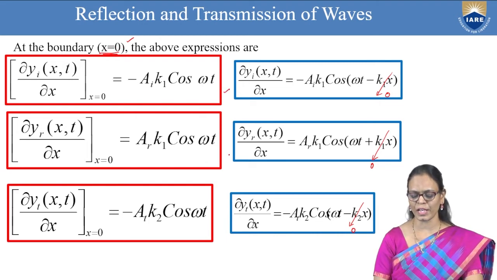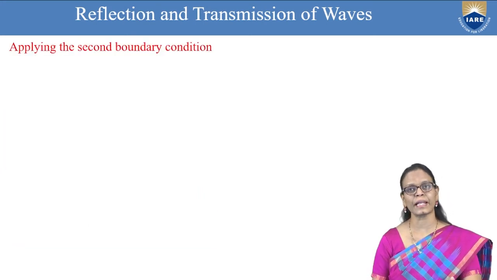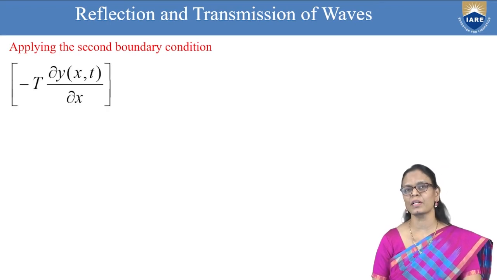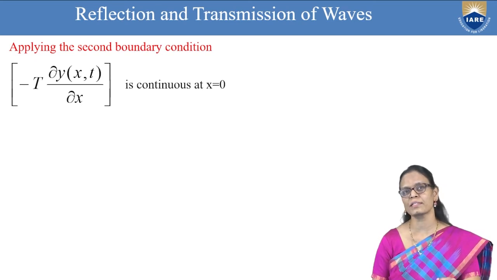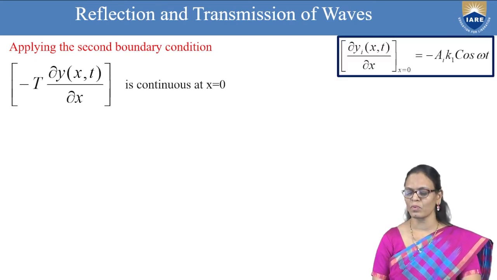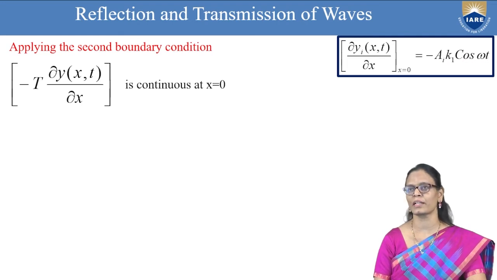So now we will take forward these three equations and we will apply the second boundary condition. What is the second boundary condition? Minus T ∂y/∂x is continuous at x is equal to 0. This is the second boundary condition. The transverse component of the tension is continuous at x is equal to 0. So now we will try to apply this second boundary condition. So what is the equation we have? ∂yi/∂x at (x,t) is equal to minus Ai k1 cos ωt after we have applied x is equal to 0.